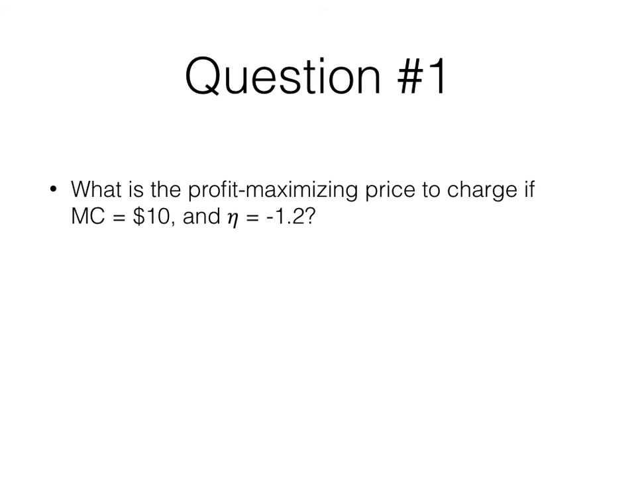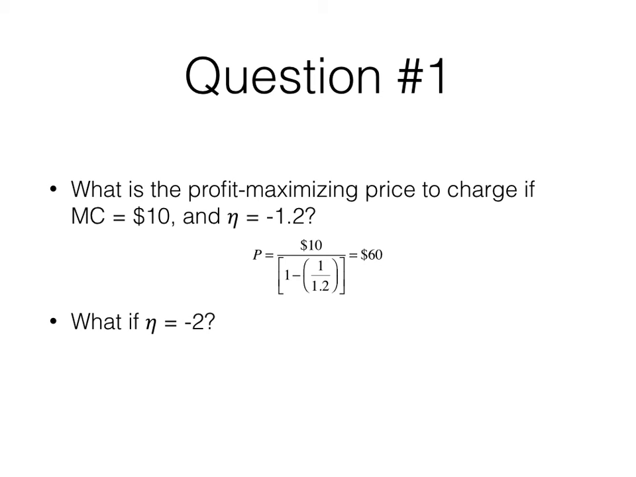So question number 1, what is the profit maximizing price to charge if the marginal cost is $10 and elasticity is minus 1.2? Go ahead and take a minute to pause the video and try to figure that out. And now that you've had time to figure that out, price is equal to $10 divided by 1 minus 1 over 1.2. I've simply taken the negative sign in front of elasticity and moved it out. And the profit maximizing price in this case is going to be $60.